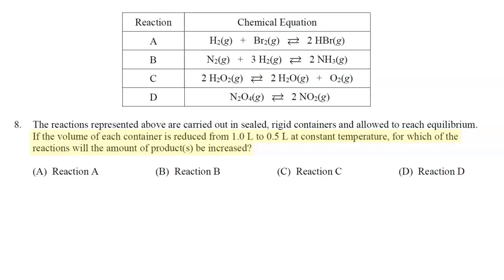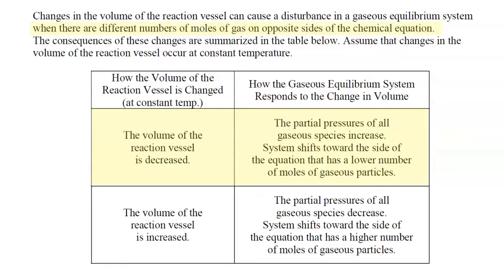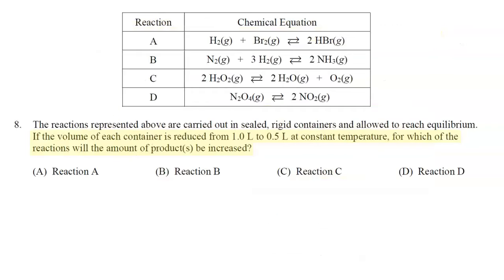So in terms of Le Chatelier's principle, when we have a situation in which the volume of the reaction vessel is decreased, then what will happen for a gaseous equilibrium system is that the partial pressures of all of the gaseous species increase when the volume of the reaction vessel is decreased. And the system shifts toward the side of the equation that has a lower number of moles of gaseous particles. So in question 8, we're looking for a shift toward the right side of the equation in order for the amount of the products to be increased.